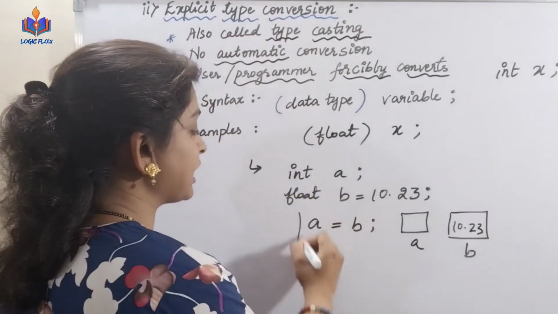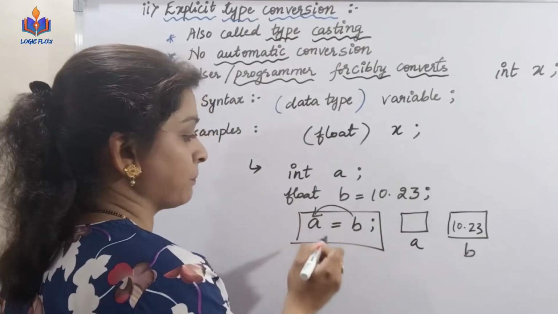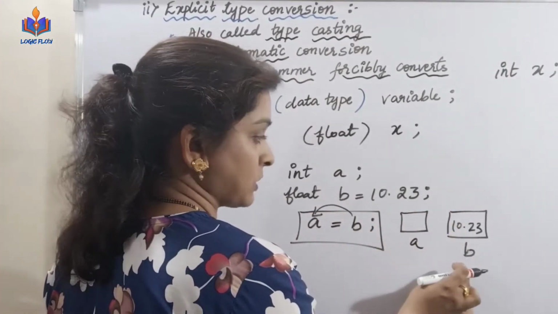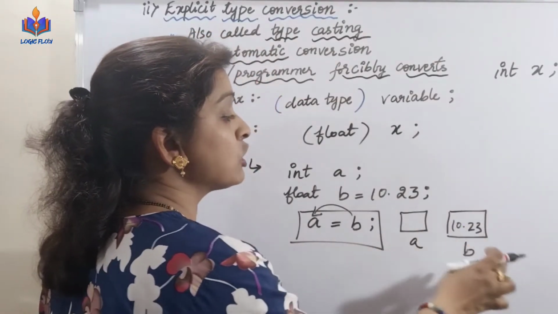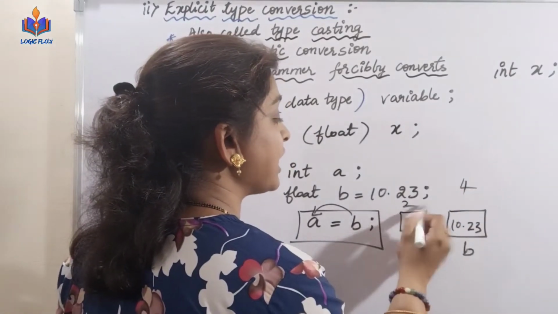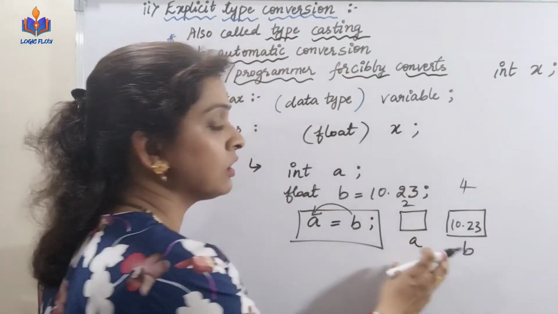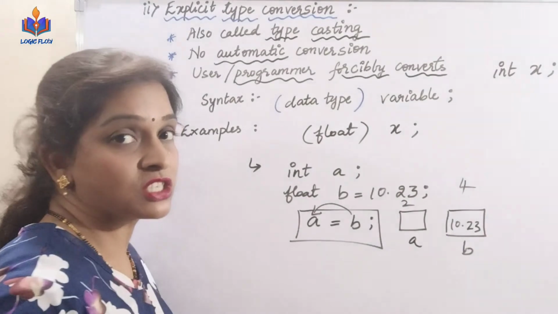Now this statement is saying to store the value of b to a, the copy of b to a. B is 10.23, which is a float. I can't fit this float value into an integer because float occupies 4 bytes and integer takes 2 bytes. Storing this 4 bytes of data in an integer is quite difficult, so this implicit conversion can't be done.